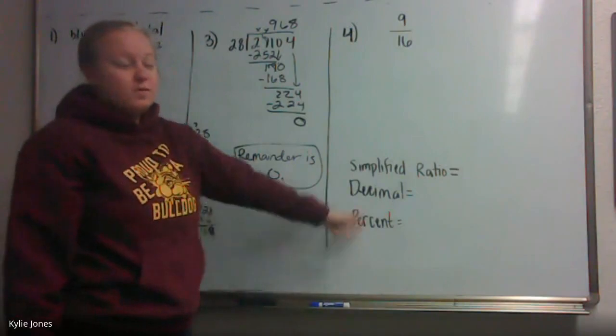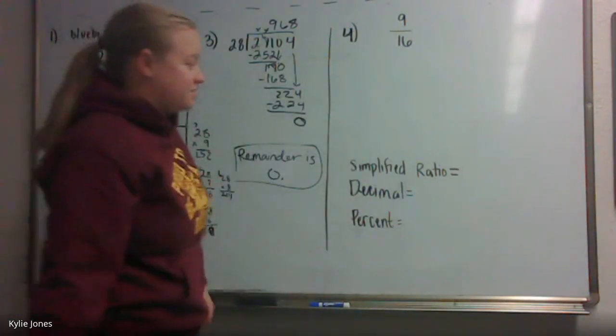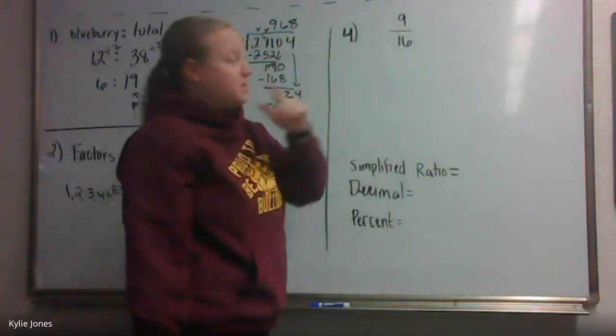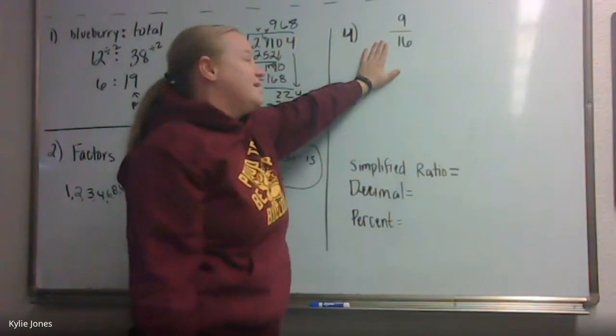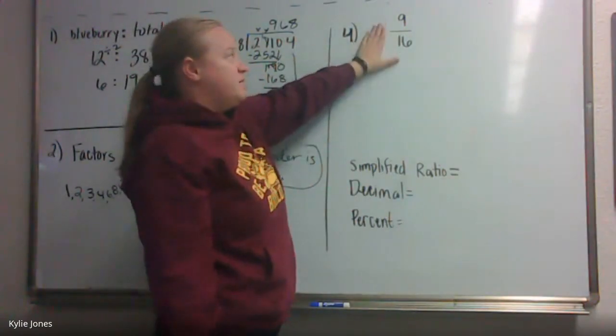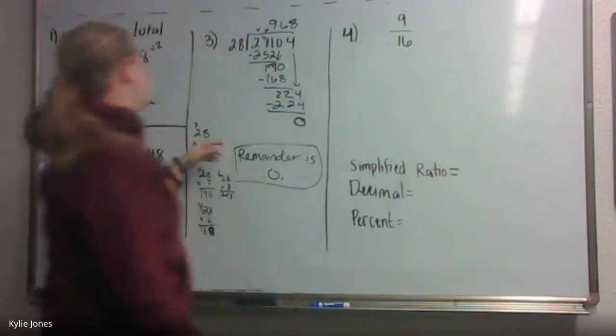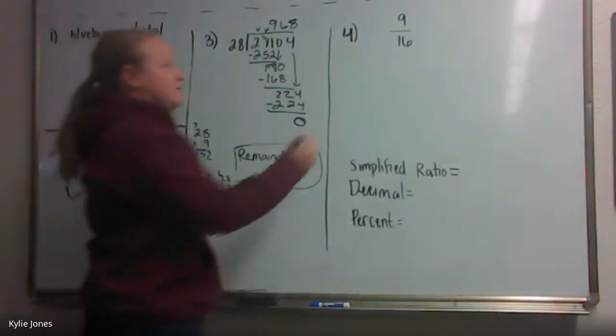All right, number 4, we're working with a ratio and a fraction and decimals and percents and all this. We kind of talked about it yesterday. We're going to talk more about it today. So this fraction right here, 9/16, is also a ratio. Remember how we talked about there's 3 ways to write a ratio? It can be in fraction form. You can write it like we did over here with the colon, or you can write 9 to 16.